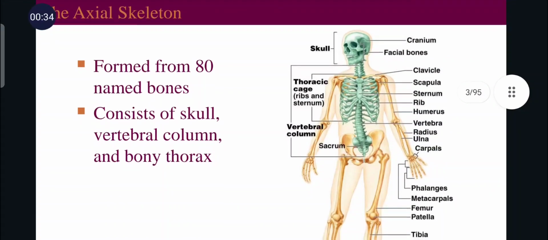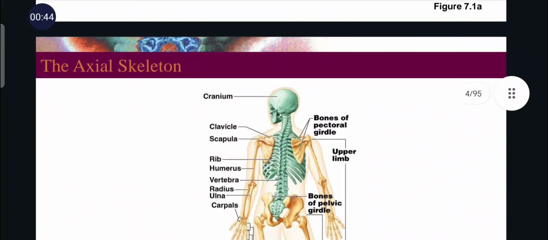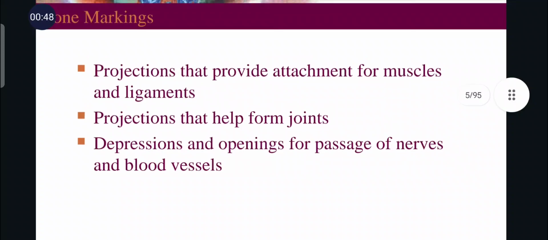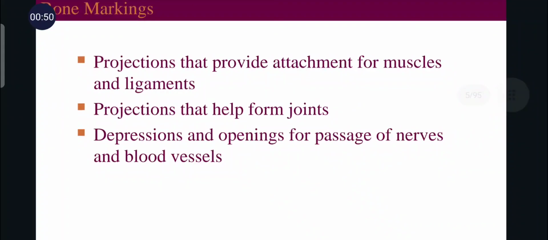Coming to the axial skeleton, it is formed of 80 bones. It consists of the skull, vertebral column and thorax. Bone markings are the projections that provide attachment for the muscles and ligaments. These projections help form joints, and depressions and openings for passage of nerves and blood vessels.